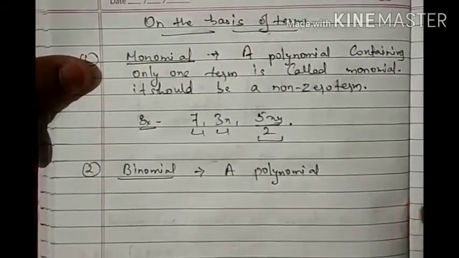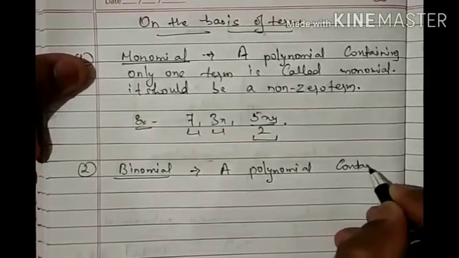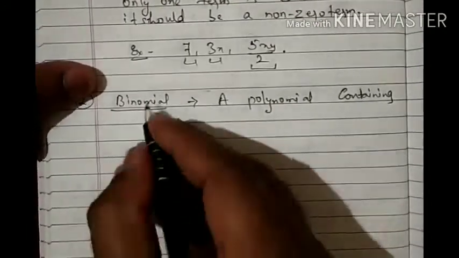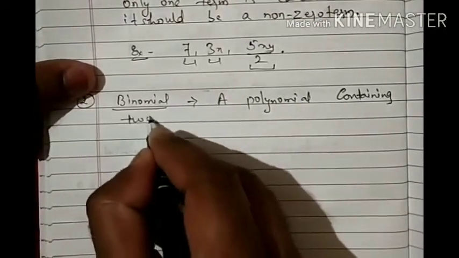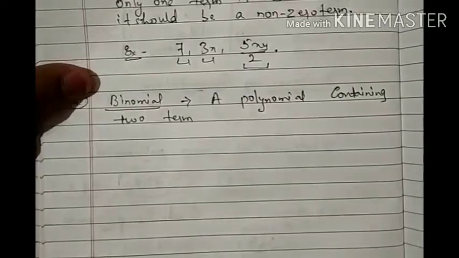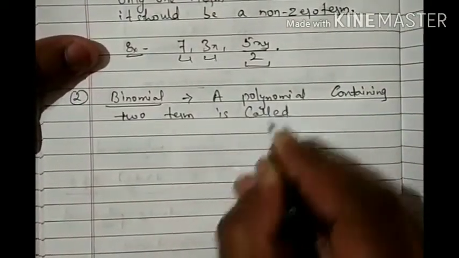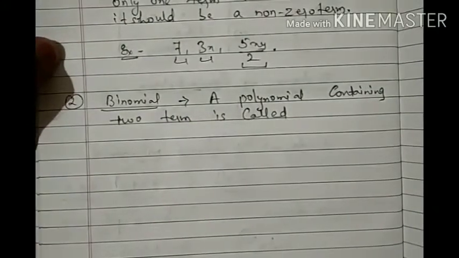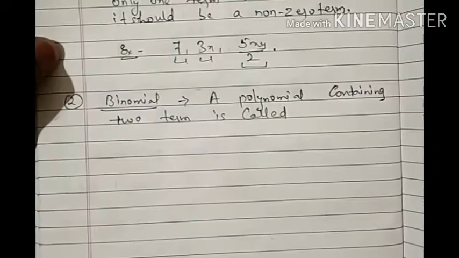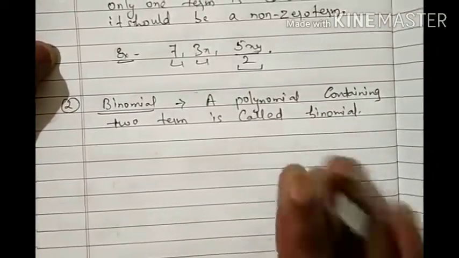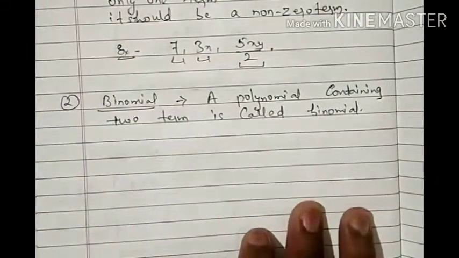A polynomial containing two terms is called a binomial. A polynomial in which there are two terms is called a binomial.